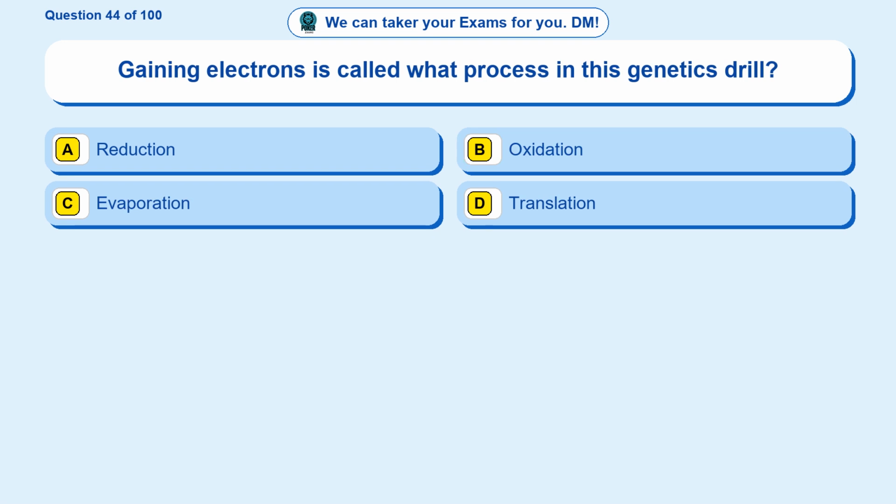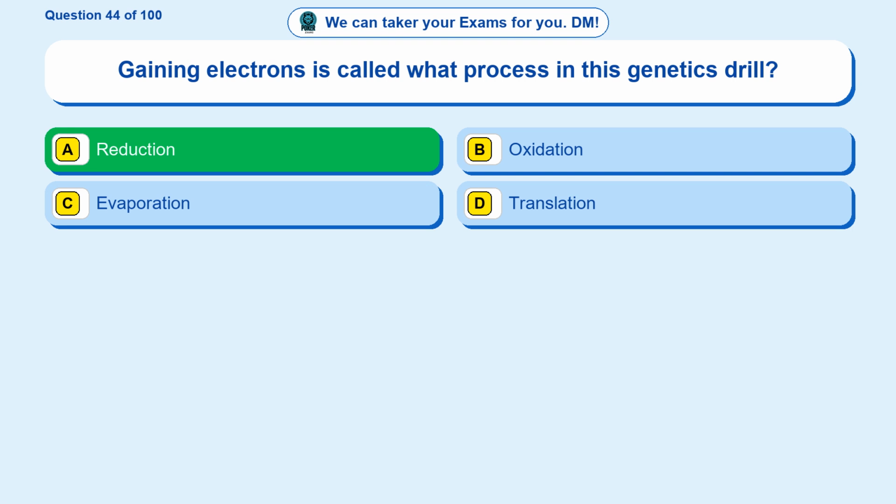Question 44. Gaining electrons is called what process in this genetics drill? Option A reduction. Option B oxidation. Option C evaporation. Option D translation. The correct answer is option A.